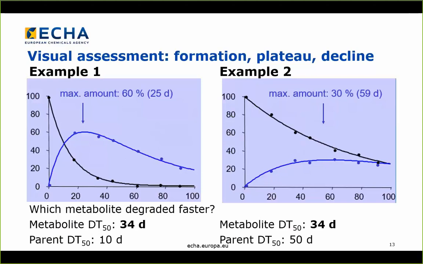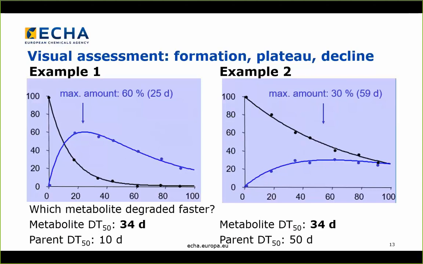And the reason that metabolites don't look the same is because the shape of the metabolite is also determined by that formation from parent. So the rate of degradation of the parent will also determine, to a great extent, the shape of your metabolite curve. So it's not possible to just look at metabolite patterns on their own and know what the DT50 is. You have to have a good description and a good understanding of the rate of degradation of the parent as well in order to be able to actually kinetically derive degradation rates from metabolites.